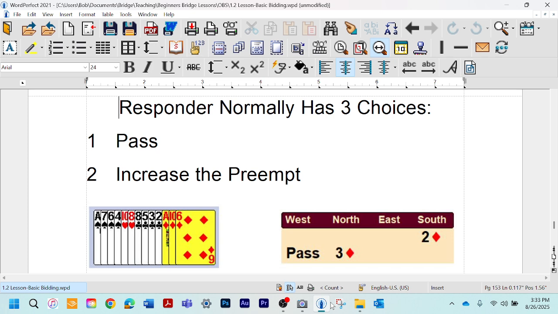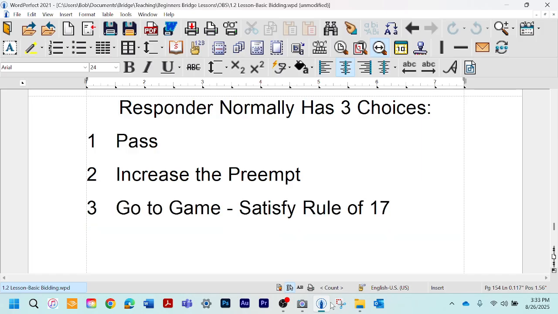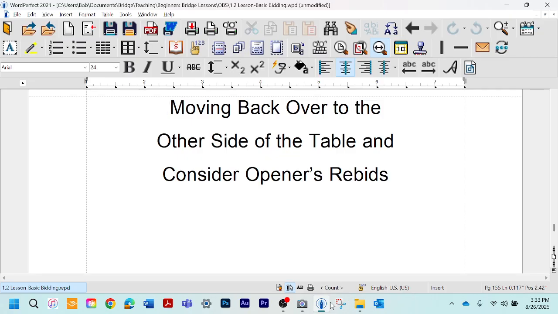Now, that's not an invite to game. That is saying, I'm scared that this guy on my left-hand side is going to bid and they're going to get the bid. So I want to increase the preempt so that they might not get the bid. And you can possibly go to game if you satisfy the rule of 17. I'm not going to tell you what the rule of 17 is right now. It's a little bit too confusing. Very rarely you'll use it. Most of the time, just pass or increase the preempt.